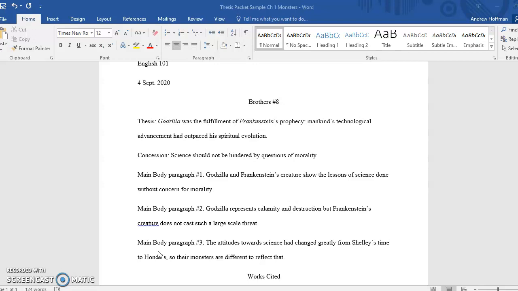So paragraph 1, Godzilla and Frankenstein's creature show the lessons of science done without concern for morality. So there's a point in common, right? Point 2, Godzilla represents calamity and destruction, but Frankenstein's creature does not cast such a large-scale threat. Right? Frankenstein's creature was a very individual monster.